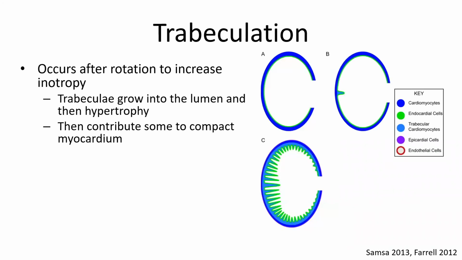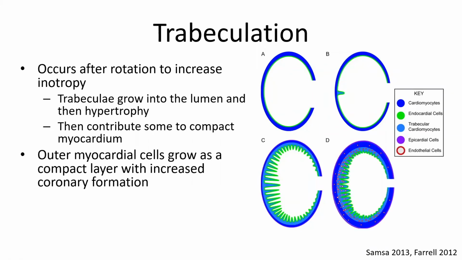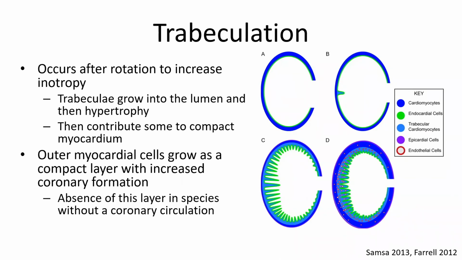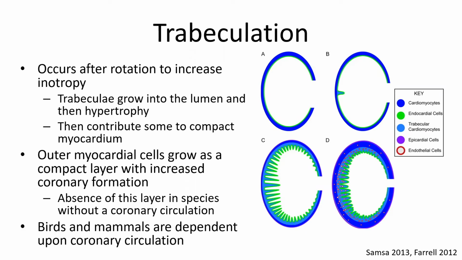So one way that the embryo increases its cardiac output, because the heart is the first organ that actually develops and is functional in the embryo, is through trabeculation. As the lumen grows, the trabeculae grow into the lumen in hypertrophy, and perfusion of the trabeculae occurs through diffusion from the chamber blood. And it's not until the coronary system develops that you get that compact myocardium on the outside of the heart. In species that do not have a coronary circulation, they also do not have a compact layer to their heart. And interestingly, birds and mammals are the only groups that are dependent on the coronary circulation.